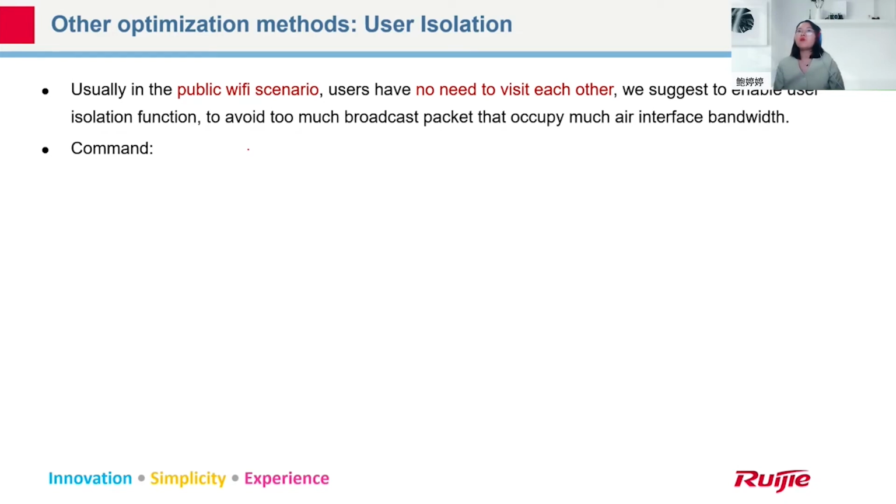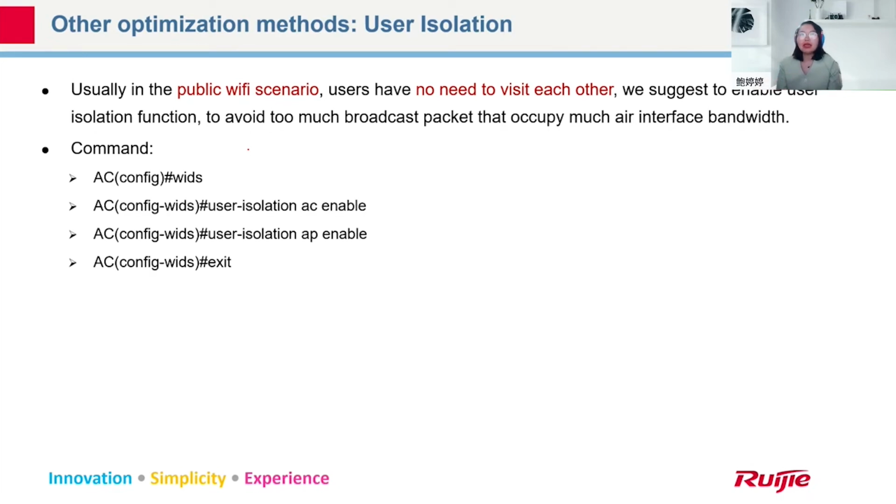So in this scenario, we suggest you enable user isolation. Then all the terminals' messages, including broadcast messages, will never be forwarded to other stations. And the command is like this: on the AC device, in the WIDS, you enable user isolation on the AC and AP together. Then the configuration will be applied to the AP, and all the stations can only access the resources we call north-south resources.